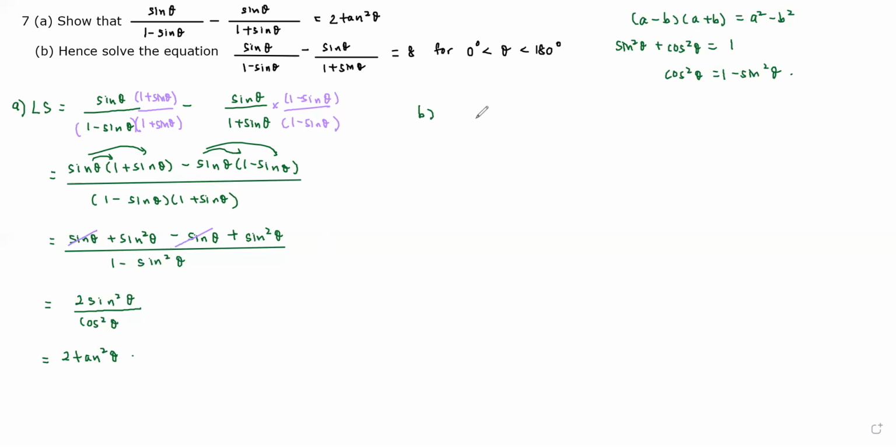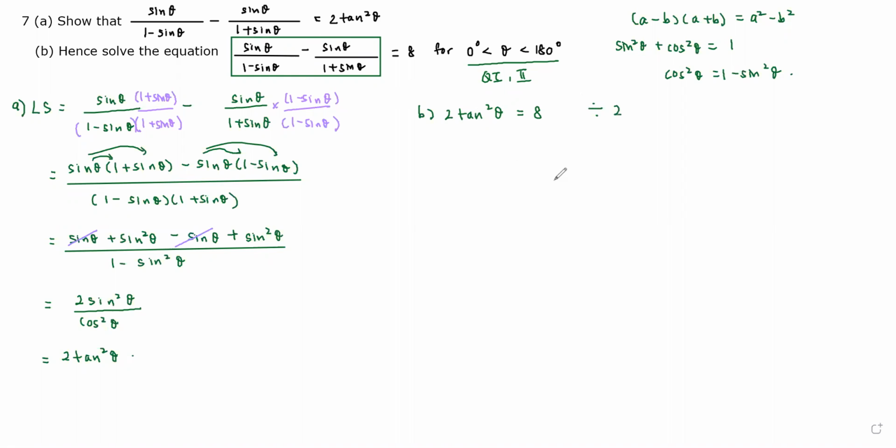Part B, we need to solve an equation for theta between 0 and 180 degrees. So we look at quadrant 1 and quadrant 2 for the solutions. The left side of part B is the same as the left side from part A. We can replace this left side with 2 tangent square theta. Instead of having this bunch of things, you just have 2 tangent square theta equals 8. And remember, theta is only in quadrant 1 or quadrant 2.